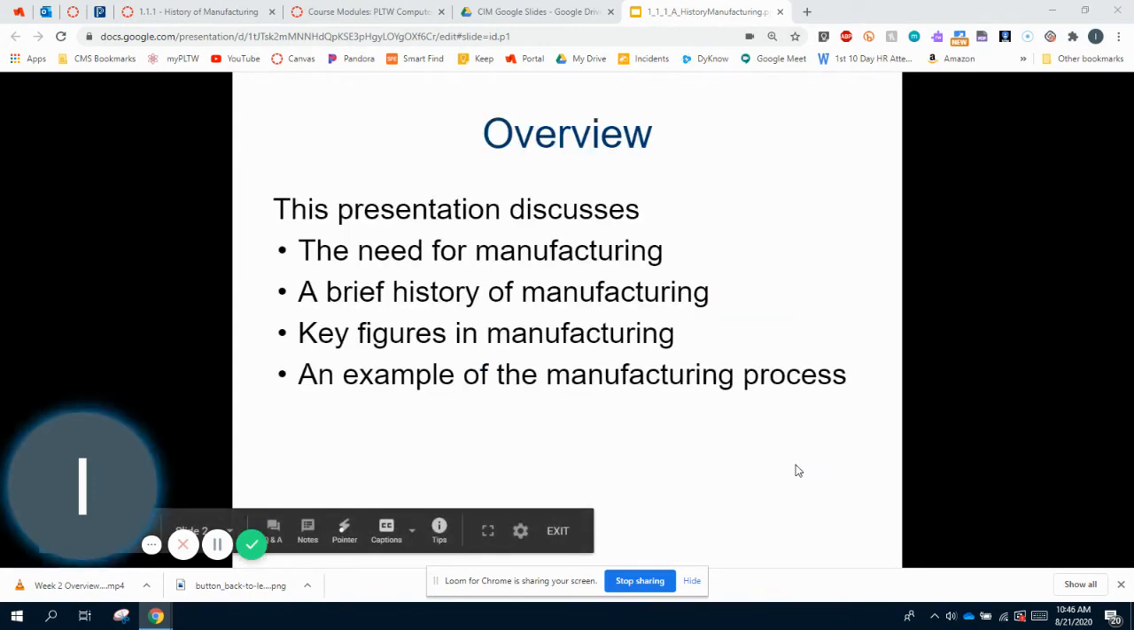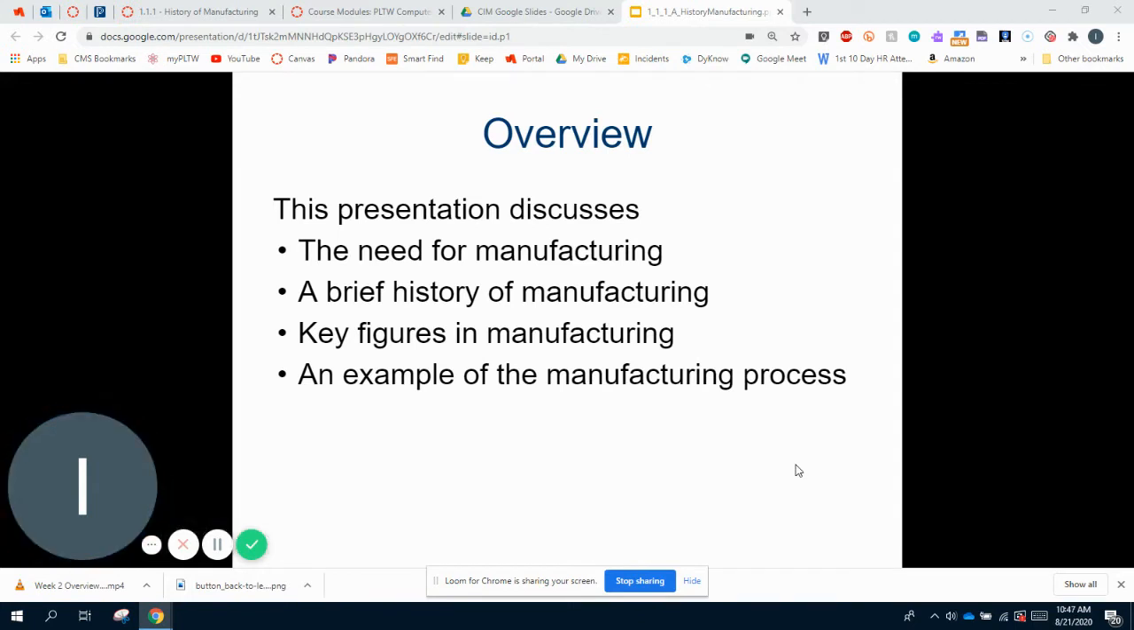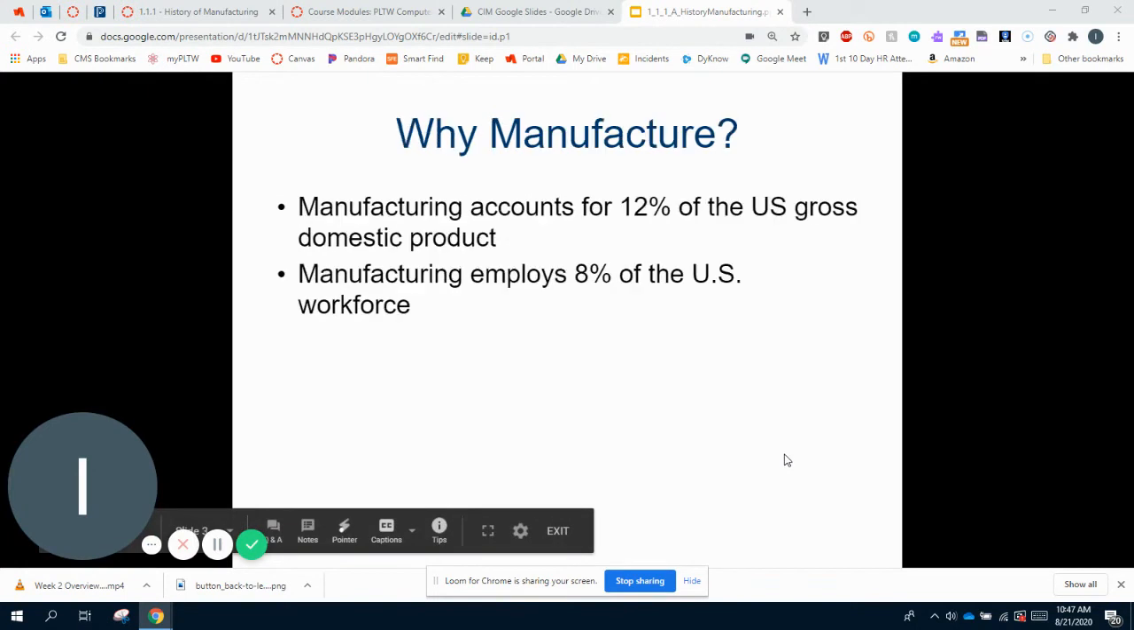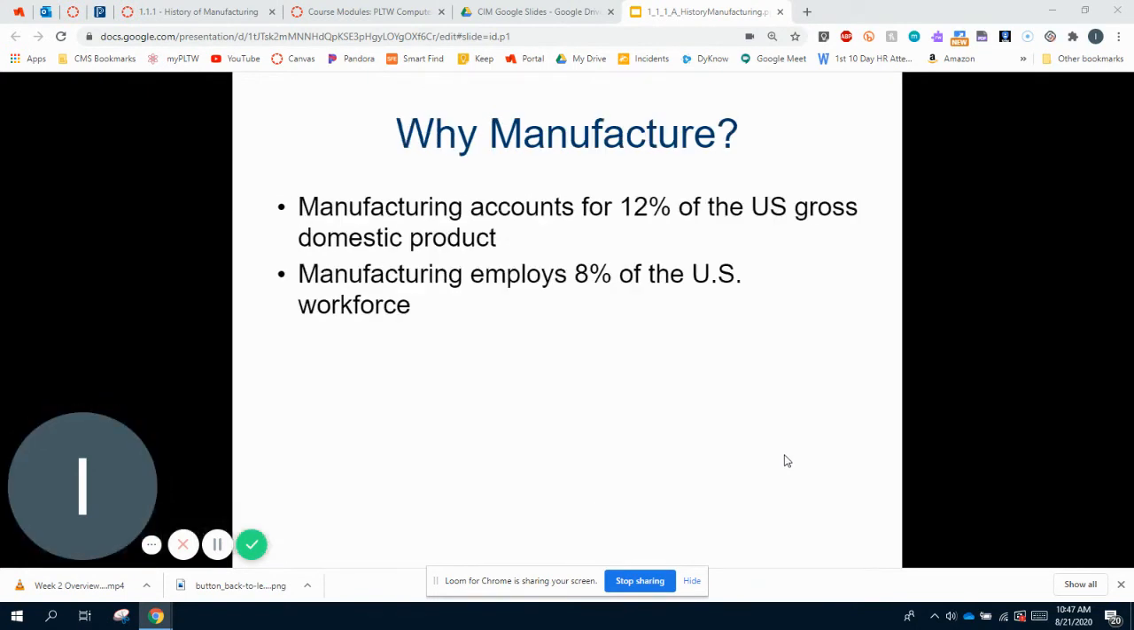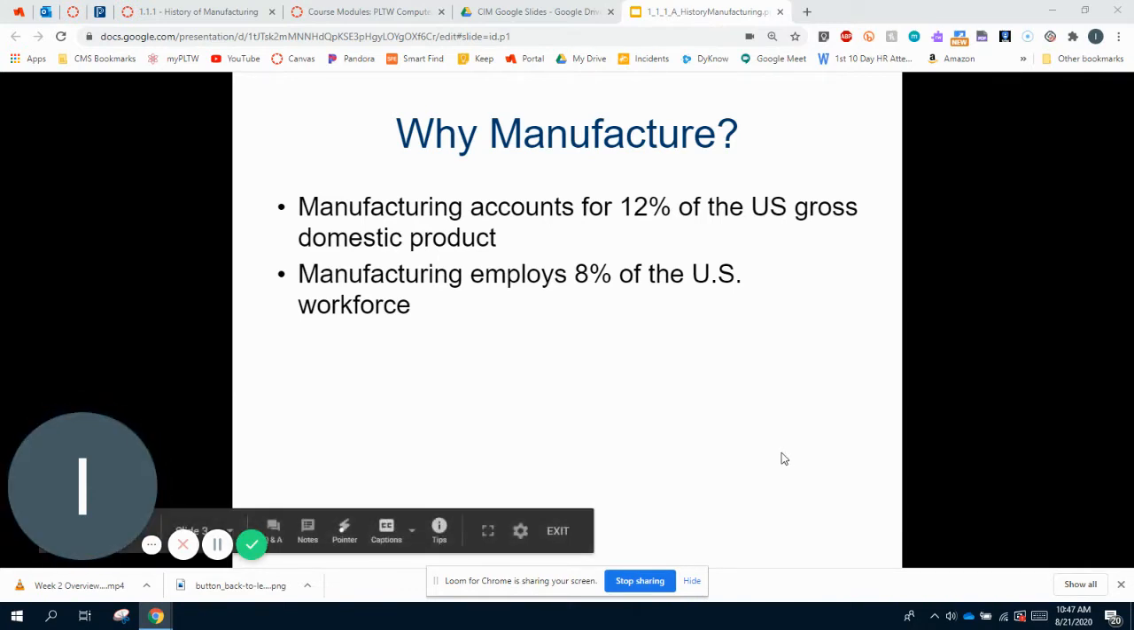In this lesson, we're going to go into the need for manufacturing, a brief history of it, some key figures to help bring about how manufacturing looks today, and some different examples of the manufacturing process. Manufacturing accounts for about 12% of the U.S.'s GDP, and it employs about 8% of the U.S. workforce.